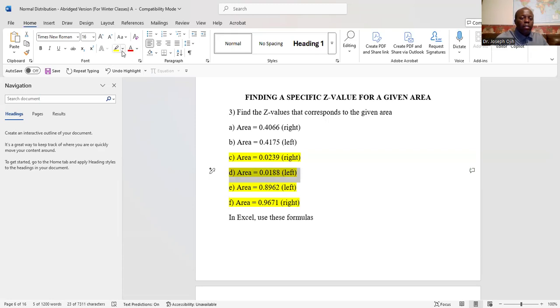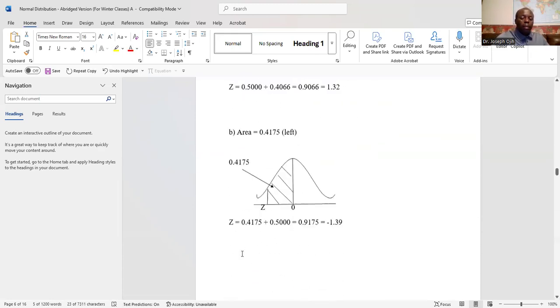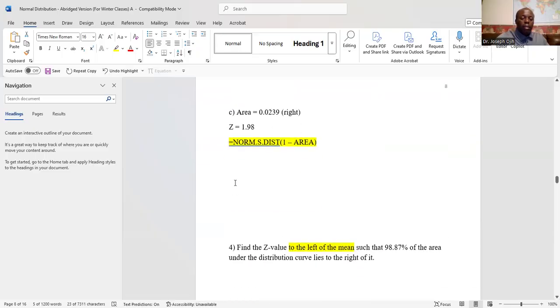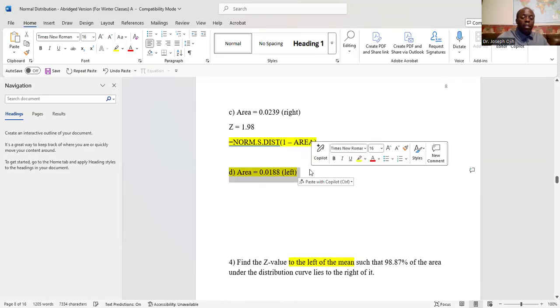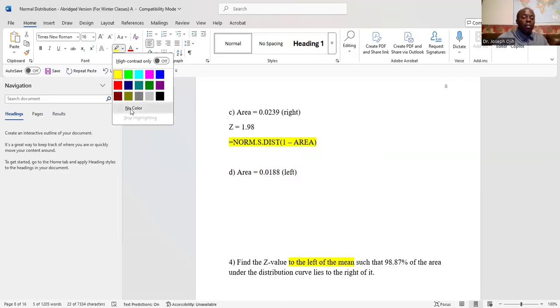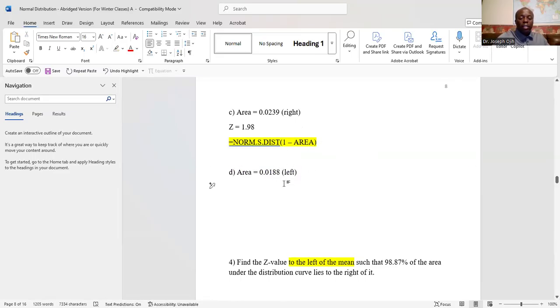I'll remove this part D. Part D will be here. Let me remove this yellow sign from it. Yep, it's the area to the left. See, this one is extreme because it is 0.01. That means it's really extreme left. For that, you're going to use this formula.